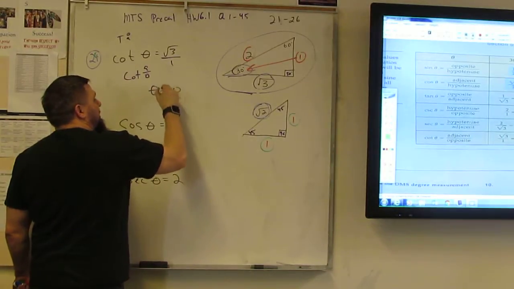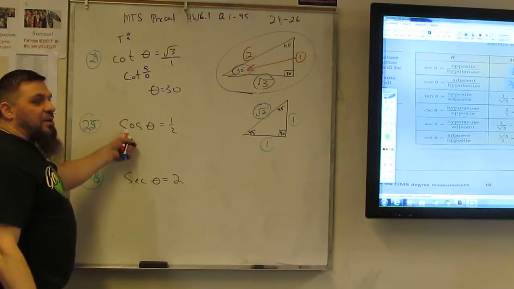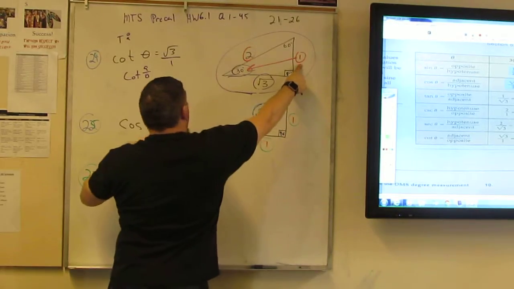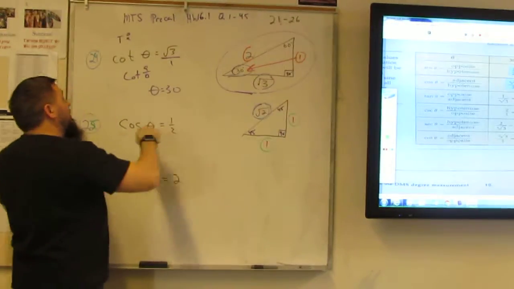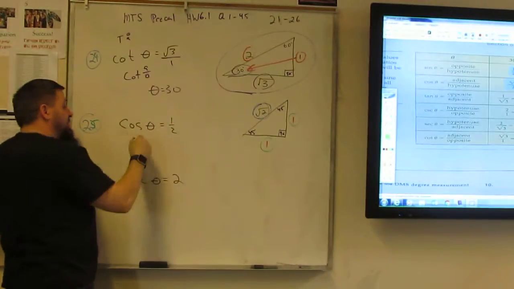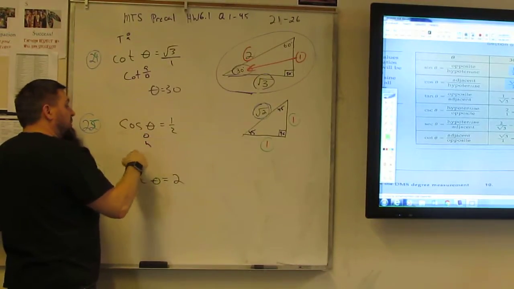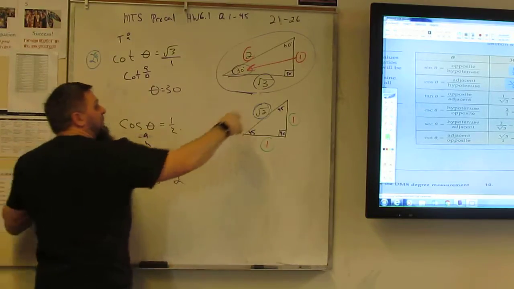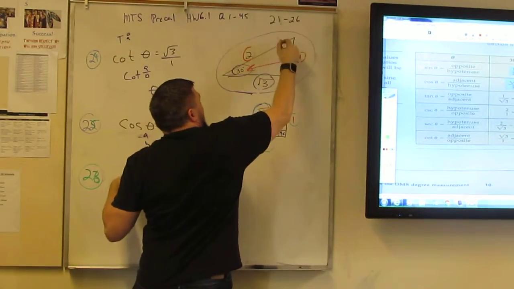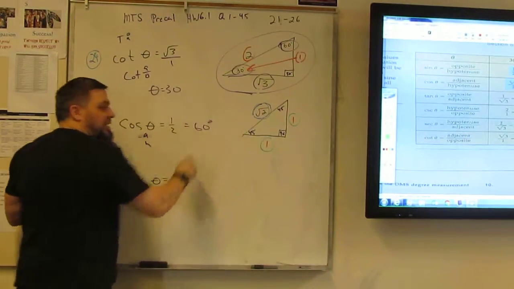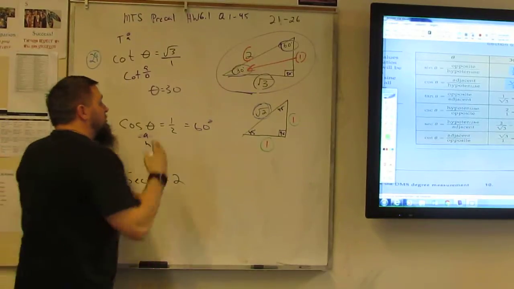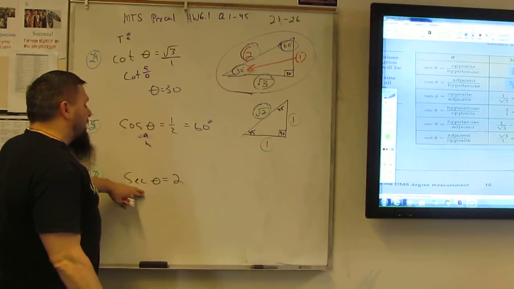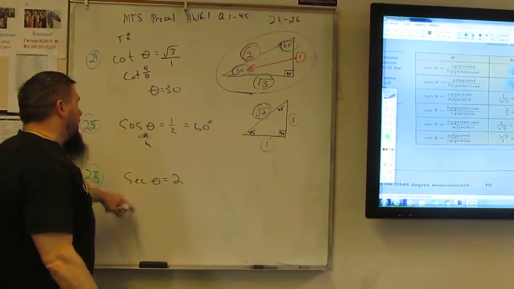So theta is 30. In this case, you're talking about cosine 1/2, so you have to be talking about these. The 1 is opposite, so opposite over hypotenuse. This is adjacent, so we want it to be adjacent to 60. And then this is secant 2, so we're thinking it's going to be this guy, and secant equals 2 means 2 over 1.